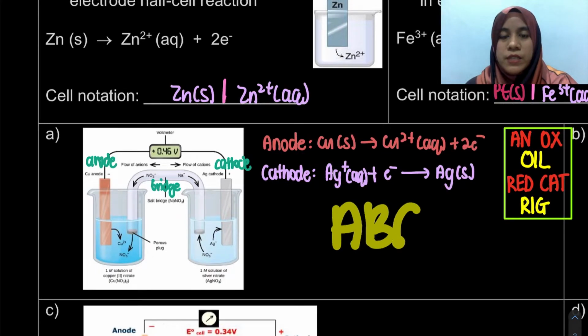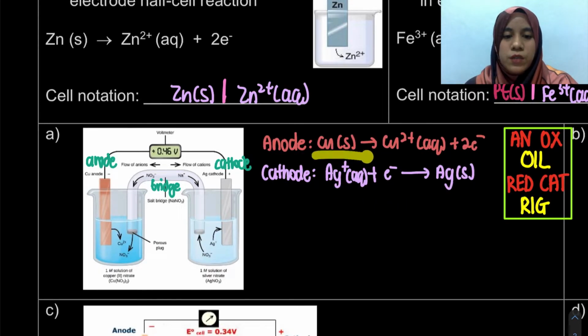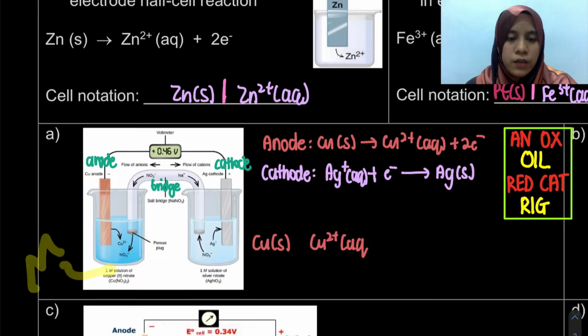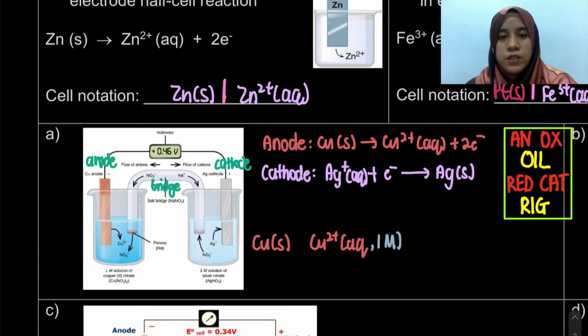Now we can write down the cell notation. Start with our anode. So we have our copper solid and copper 2+. But then from here, we have the concentration is 1 molar, so we have to include the concentration if given.